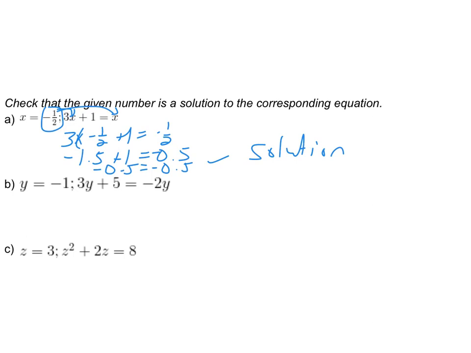For the next one, I've got that y is negative 1. So wherever I see a y, I'm going to put negative 1. So 3 times negative 1 plus 5 is equal to negative 2 times negative 1. 3 times negative 1 is negative 3. Negative 2 times negative 1 is 2. Negative 3 plus 5 is 2. I get 2 equals 2, and that is a solution.